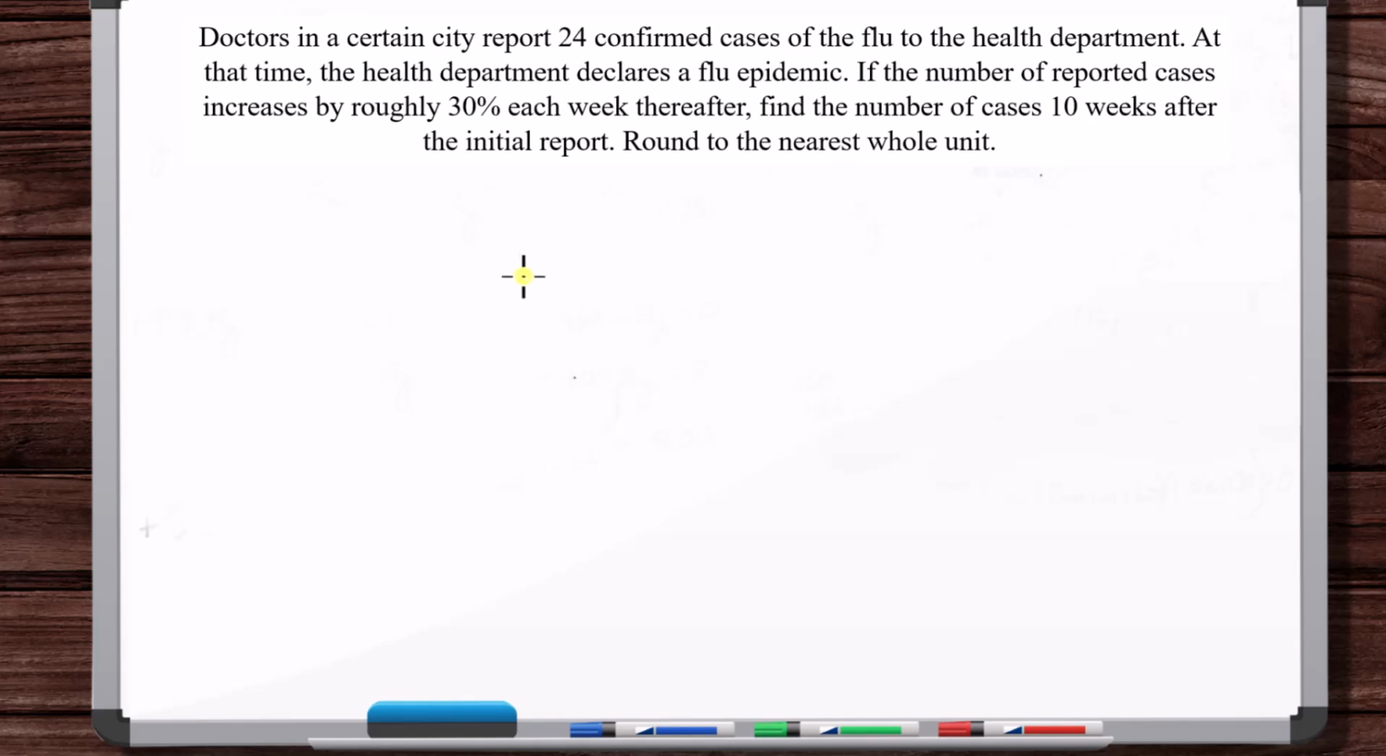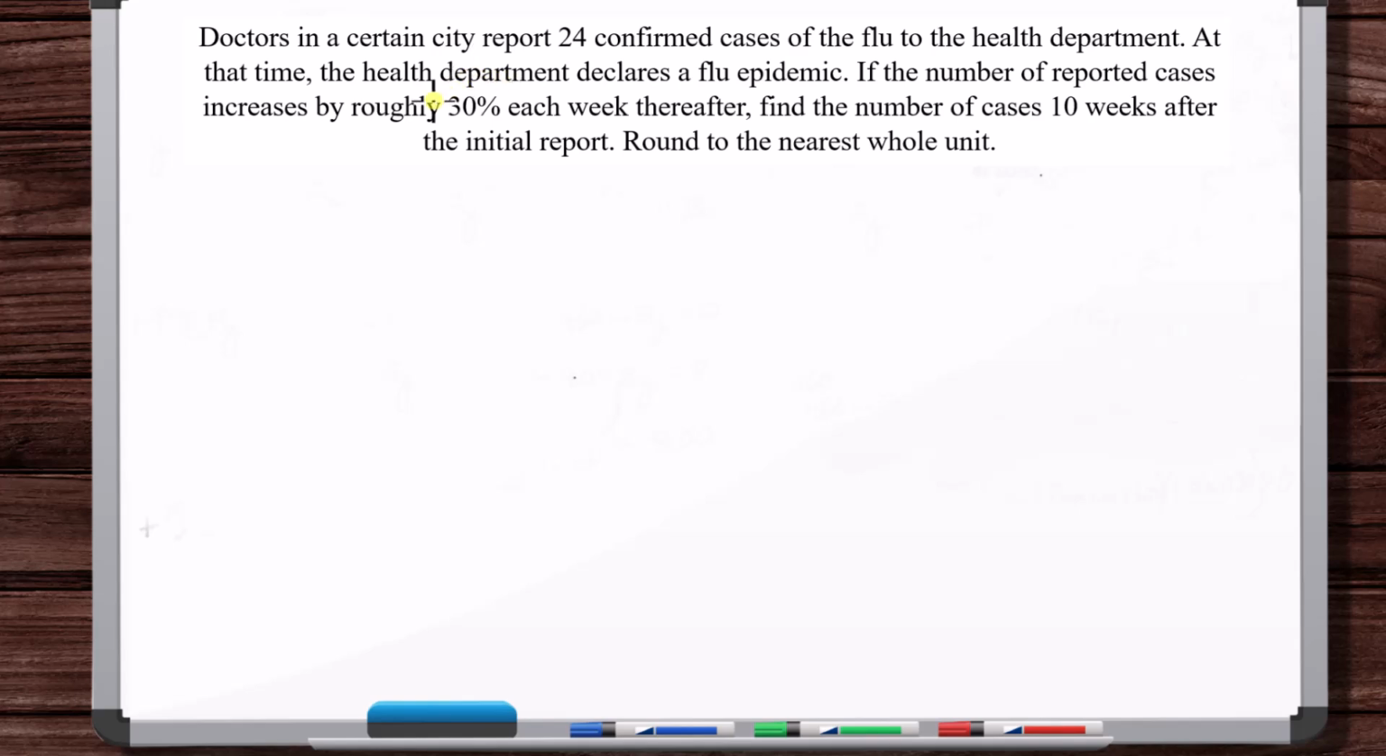What I mean is, this is confusing because it's tempting to say, okay, we start at a1 is equal to 24, and then we increase by 30% thereafter. But it's saying that the doctors in a certain state report 24 confirmed cases of the flu to the health department.